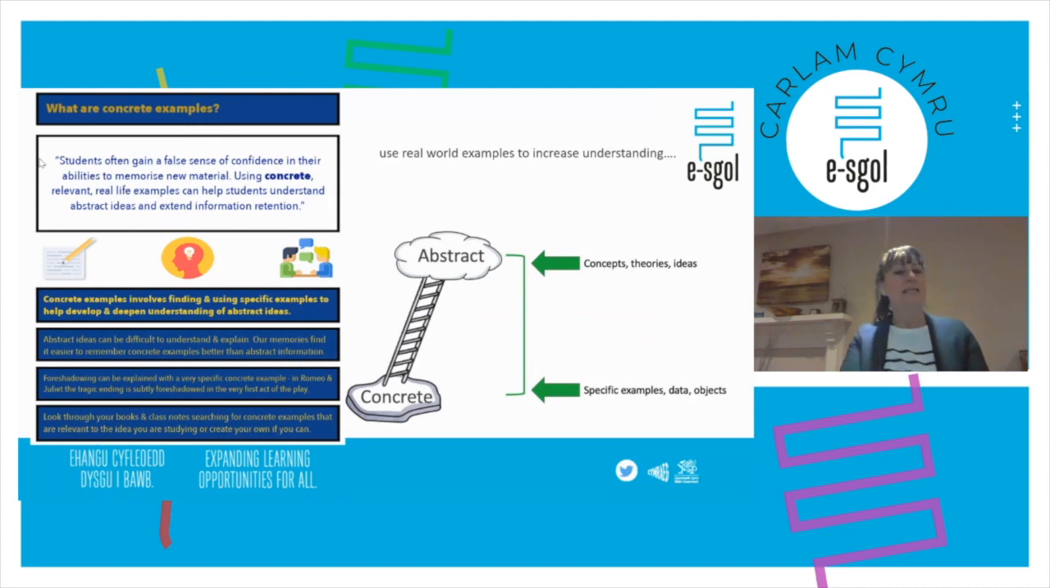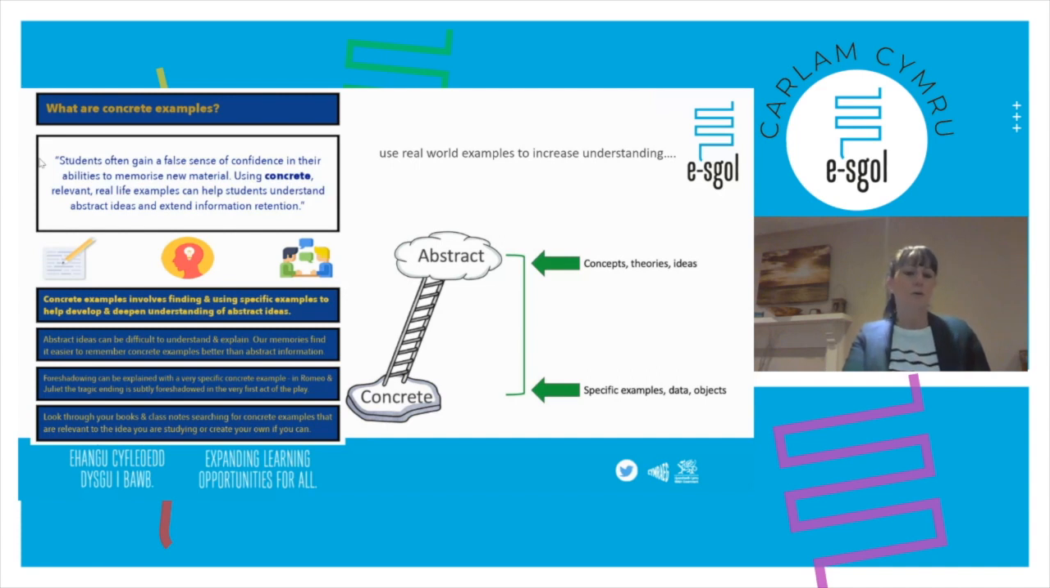Another revision technique is something called concrete examples. Sometimes students get a false sense of confidence in their abilities to memorize new material. They might think, yes, I've got that, I know that. But by using concrete, relevant, real life examples, it can really help you to understand some quite difficult concepts and ideas. Now, they're called abstract ideas. And what concrete information does is basically give an example to back up that abstract information.